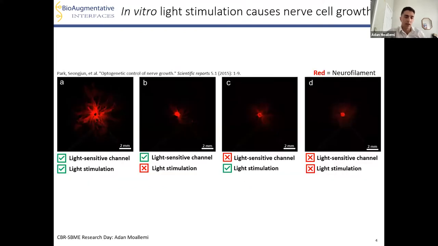But what does this optogenetic technology have to do with regeneration following an injury to the spinal cord? Well, previous in vitro studies in which neural cells were sensitized to light using these light-sensitive ion channels found that cells expressing these light-sensitive channels grow significantly following exposure to light, as can be seen in figure A, as opposed to C and D, which do not have these channels, and B, which has the light-sensitive channel but is not being stimulated by light. Next slide.